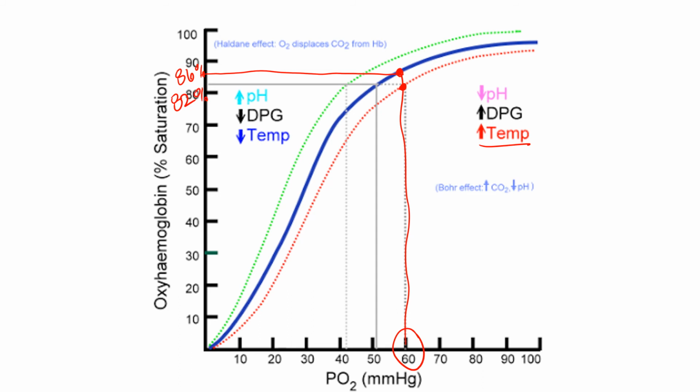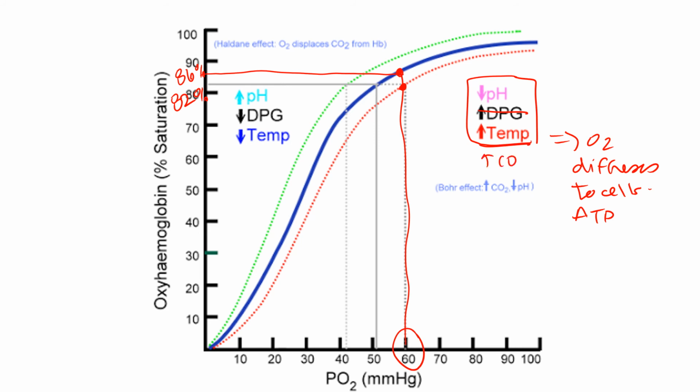What happened to all that oxygen? Oxygen diffuses to your cells and tissues. And what for? To make ATP. Okay, so we say that when you have these three conditions, acidosis, don't worry about DPG, increased temperature or increased CO2, you're looking at a shift to the right.